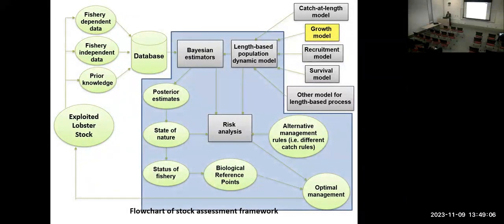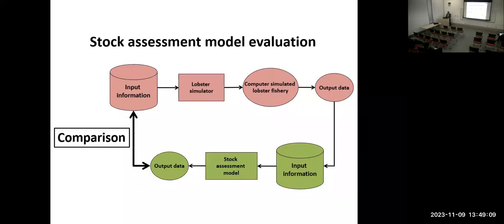And again, three parts, we talked about that before. This is the design of the simulation program. You have input data, and again we use an individual-based approach. This is an individual-based lobster simulator. Then you simulate the lobster fisheries and output, and you use that output as input information. Then you run the length-based models, and you output, and compare with the dynamics that were built in, to figure out the performance of the model.